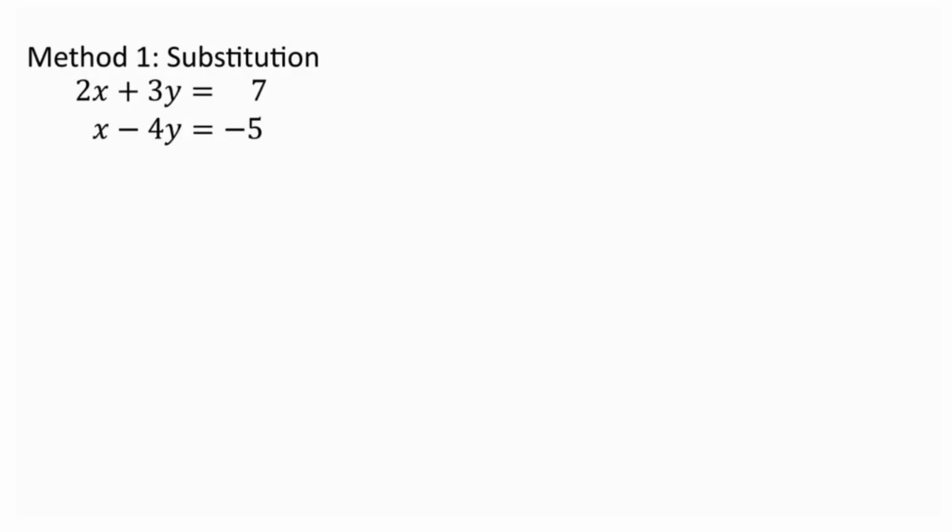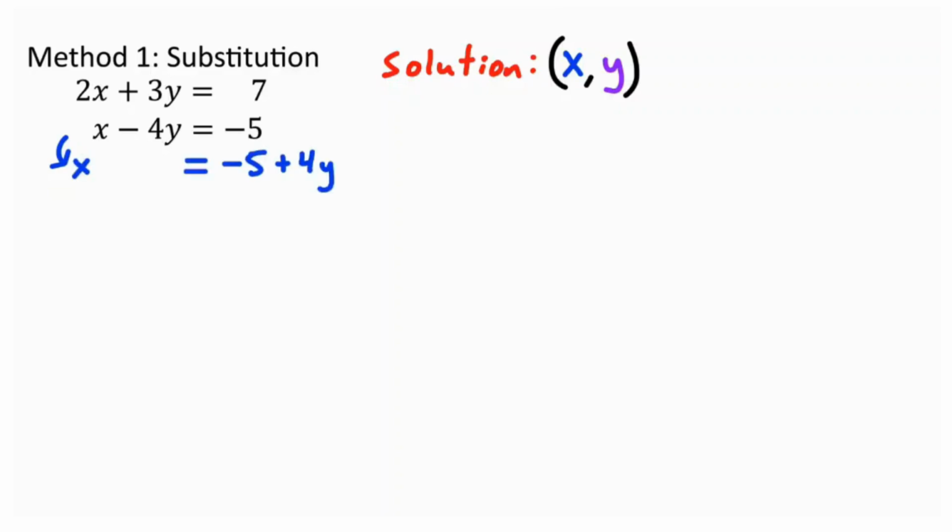Since we're solving for a system with two variables x and y, we want our solution in ordered pairs (x, y). For method 1, substitution, we look at both equations and see which makes it easier to solve for a variable, particularly 1x or 1y. We notice the second equation has a 1x. So we'll add 4y to both sides to get x by itself. So x equals -5 plus 4y.